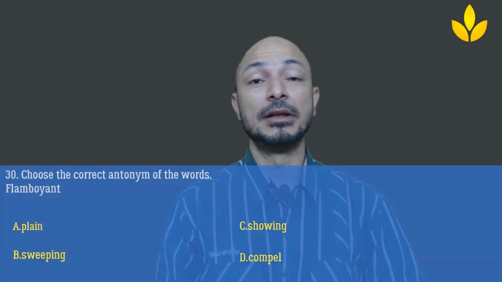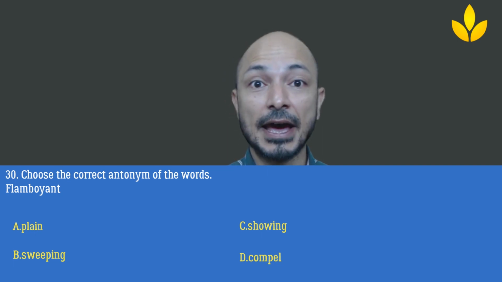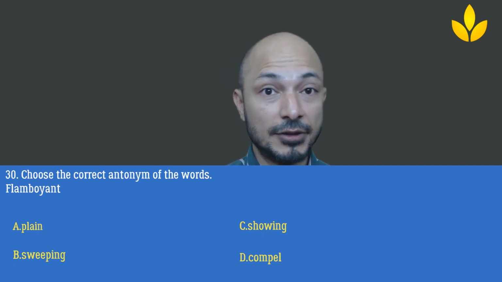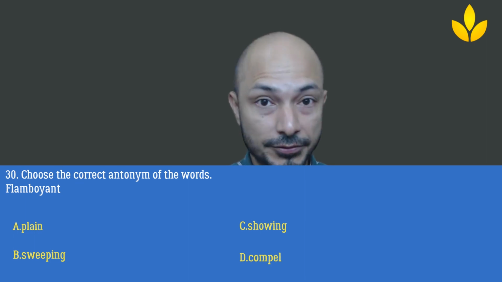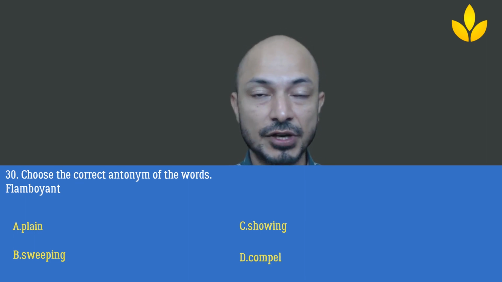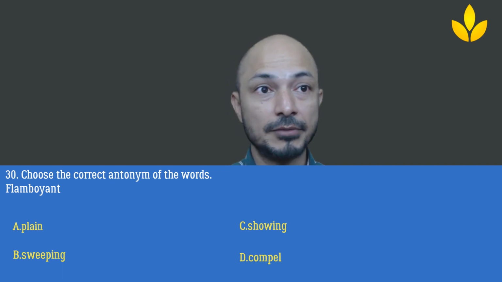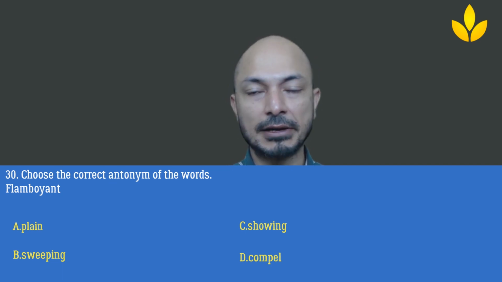Here with the solution for question number 30 in the verbal section of the Wipro pattern test, and it reads, choose the correct antonym of the words. The word given is flamboyant. So what does flamboyant mean? It's a question about vocabulary. So for the correct antonym, we have to choose a word which is directly its opposite.